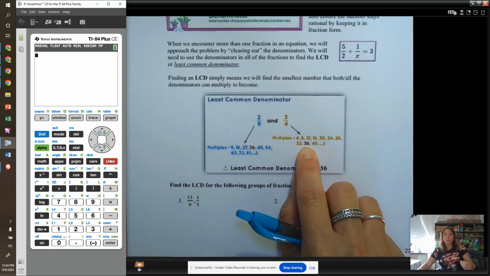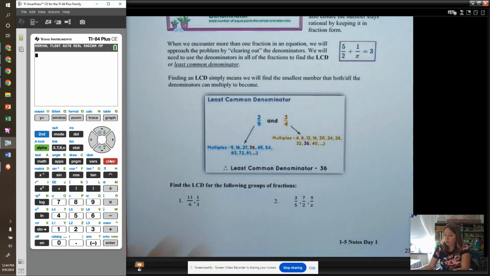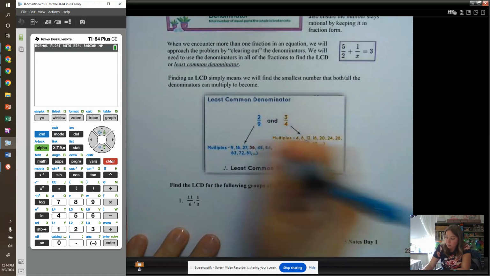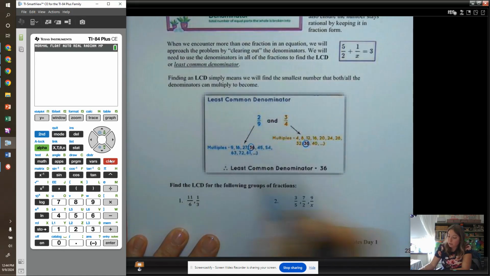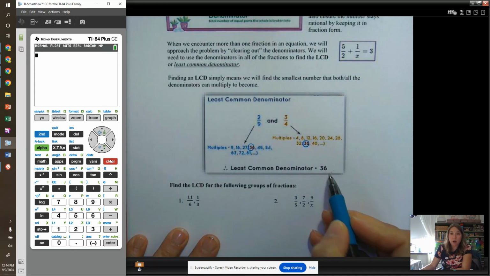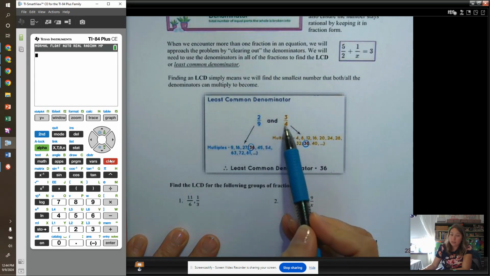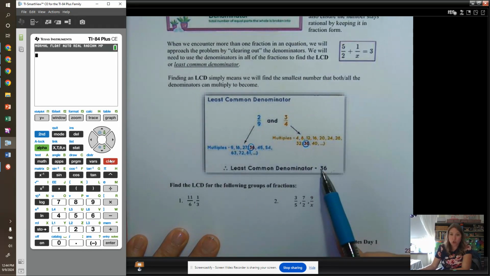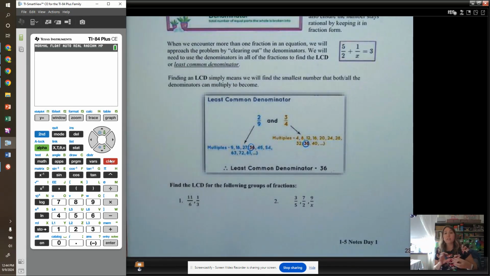When you find something they both multiply to become, that something is my LCD, my least common denominator. Between 4 and 9 it is 36. So, since that's the case, that would be what I use if I were to run into that in a rational equation, to multiply by all my pieces.